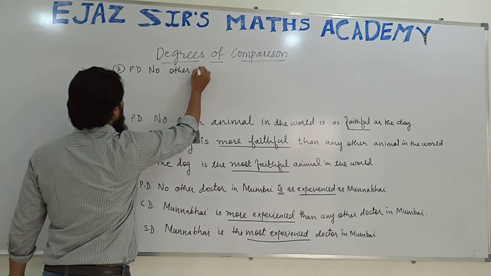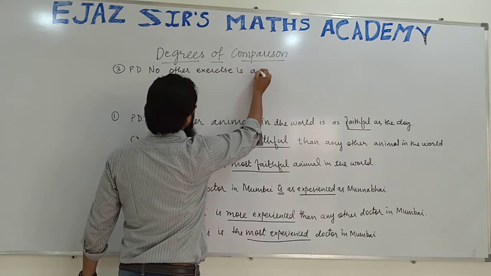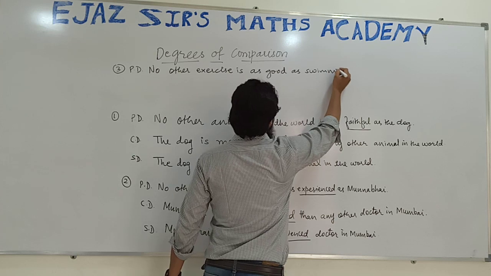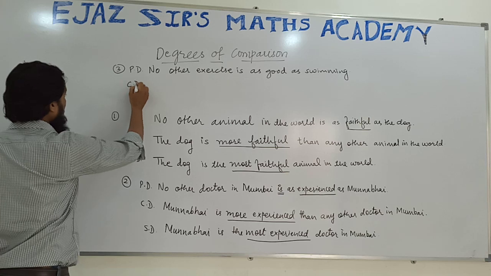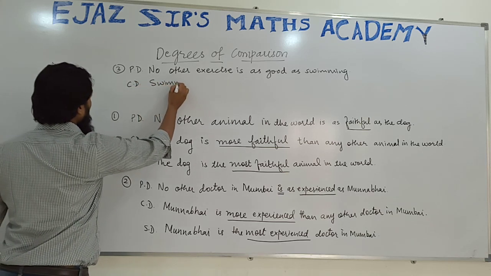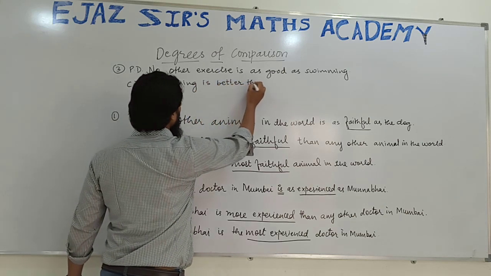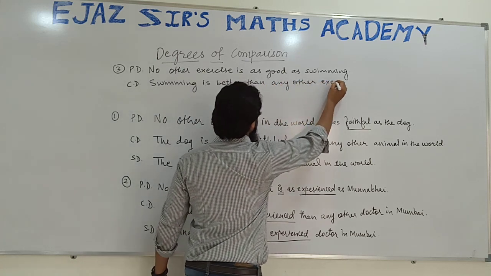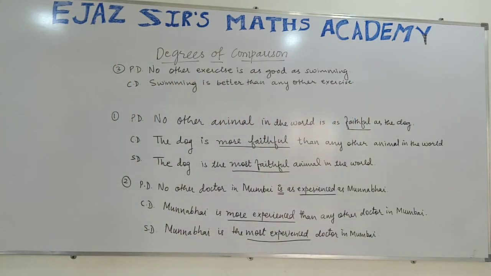No other exercise is as good as swimming. No other exercise is as good as swimming. What will be the comparative degree? Swimming is better than any other exercise. Swimming is better than any other exercise. No other exercise is as good as swimming.